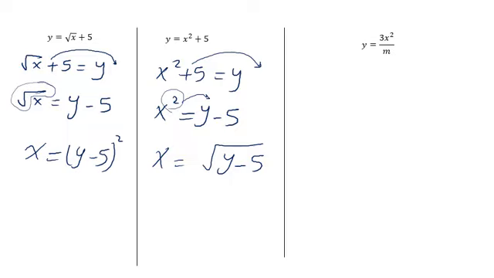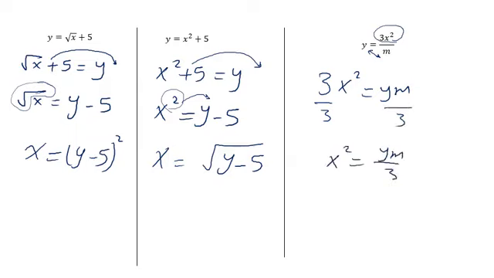Now, what about in case I have 3x squared in the numerator, so 3x squared is equal to the multiplication of y and m. Then I'm going to divide both sides by 3, so x squared is equal to ym over 3. So x is equal to root of ym over 3.